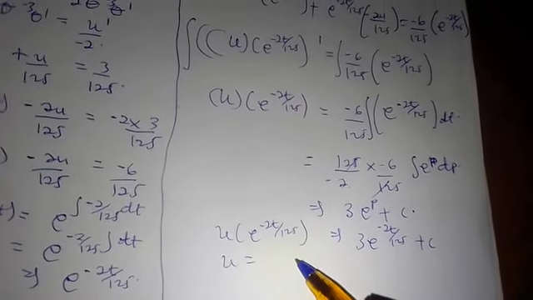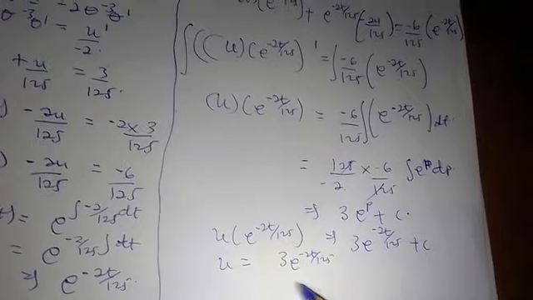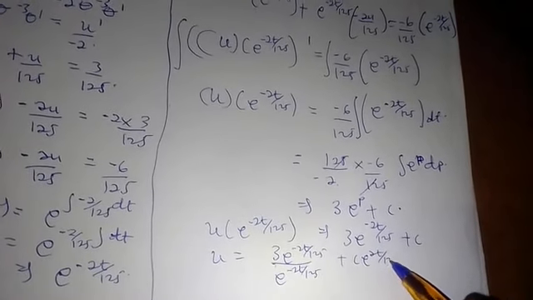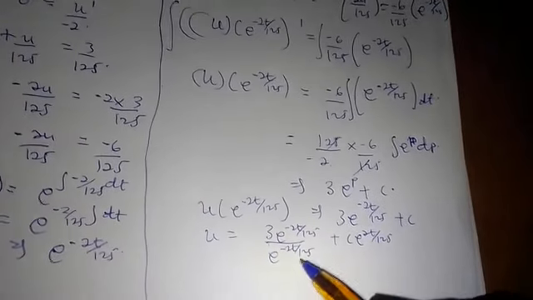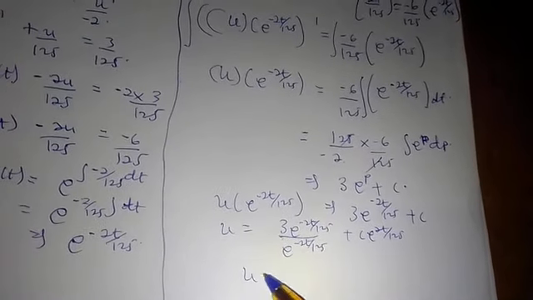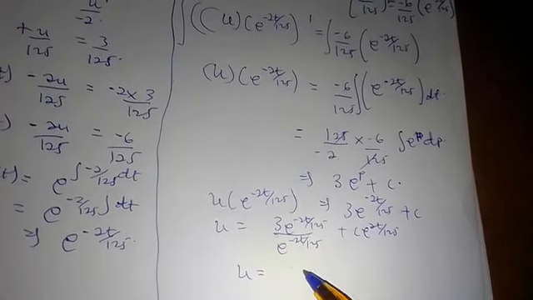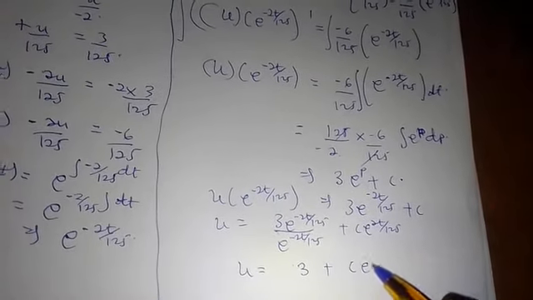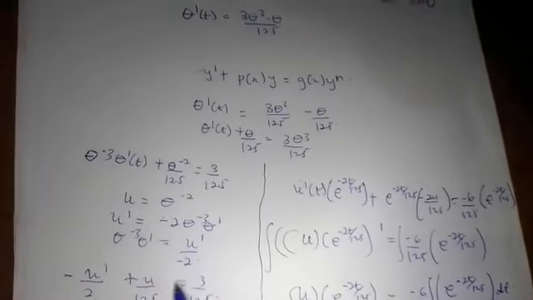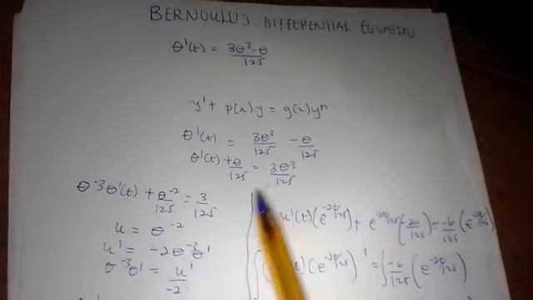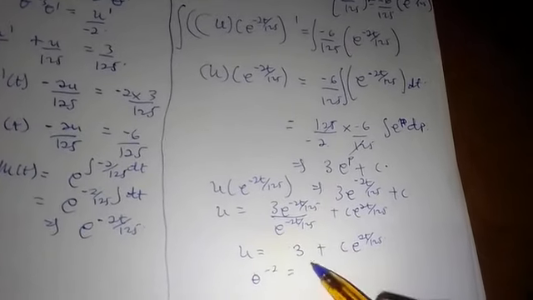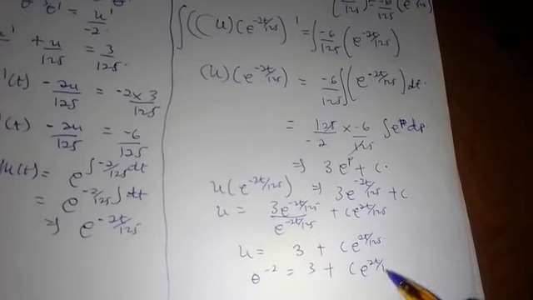So making u the subject, I simply get 3 e to the power negative 2t over 125 over e to the power negative 2t over 125, plus c e to the power 2t over 125. The reason I made it 2t is because it will be inverse. So at this point, this will cancel this, and I'll get u equal to 3 plus c e to the power 2t over 125. So once I get this, from the beginning I made a substitution that u is equal to theta to the power negative 2, and our question, the dependent variable given was theta prime. So I have to make our substitution here. Theta to the power negative 2 will be equal to 3 plus c e to the power 2t over 125.